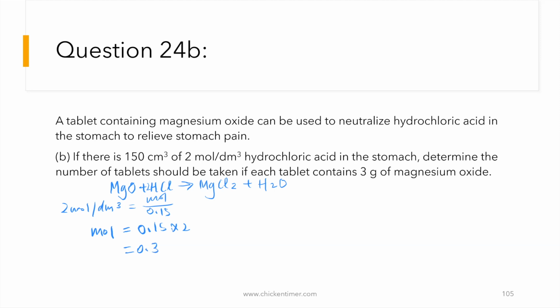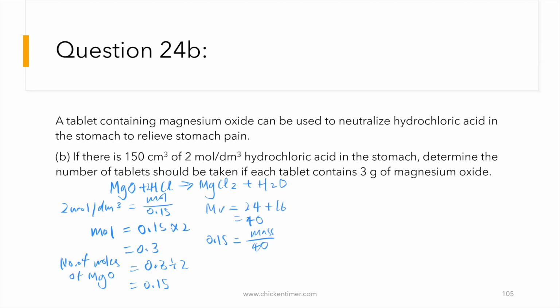Okay. Yeah. Okay, now I have mole. Now I can how is it? I need the MR. Was it the other way? Number of moles is mass over MR.